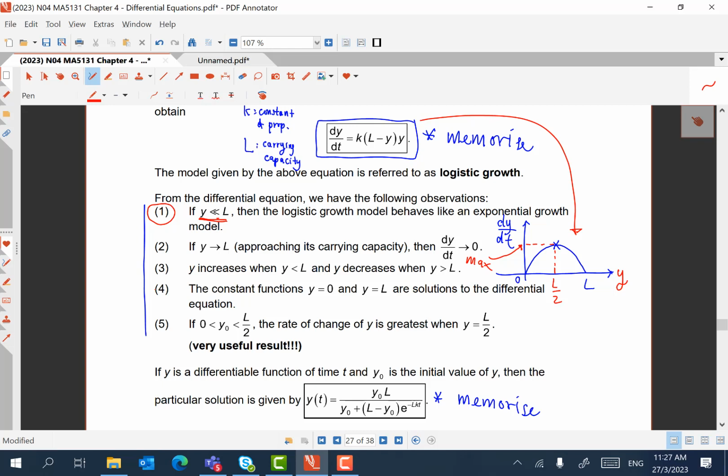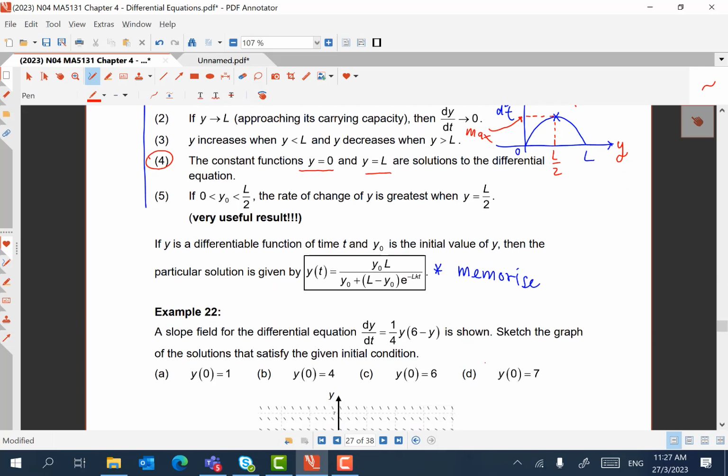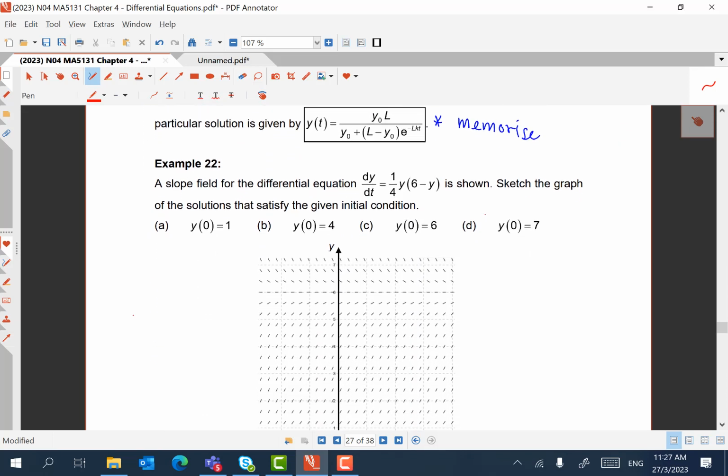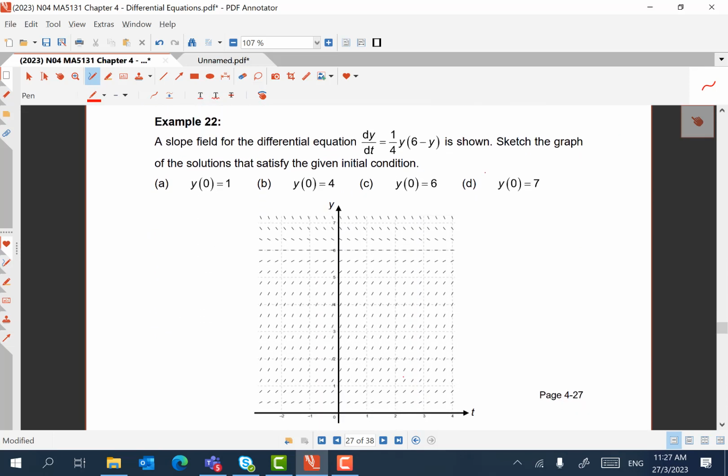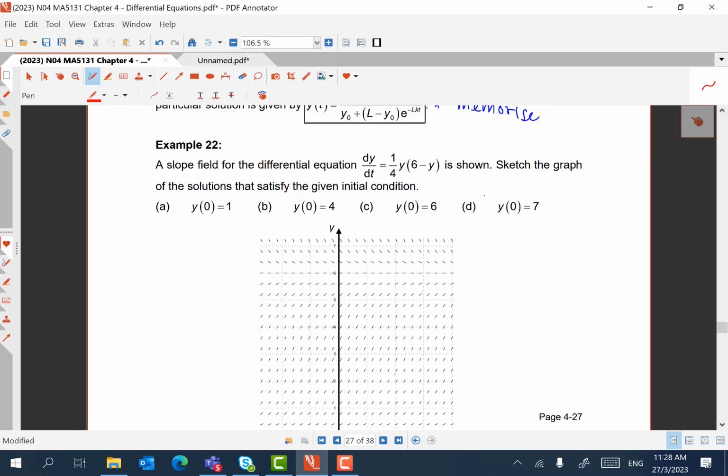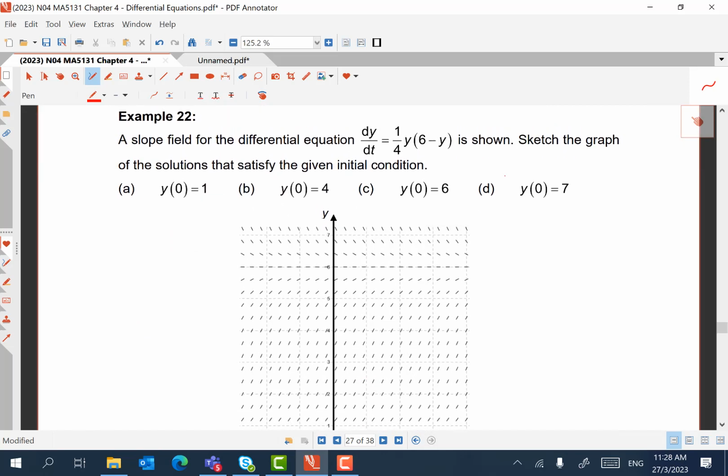For this bullet point number 4, you want to note that these two are possible solutions, and you see them more vividly when we do the next question. Are you ready? There are altogether 5 parts. I'm waiting for a response. There are altogether 5 parts. This question has 5 parts.